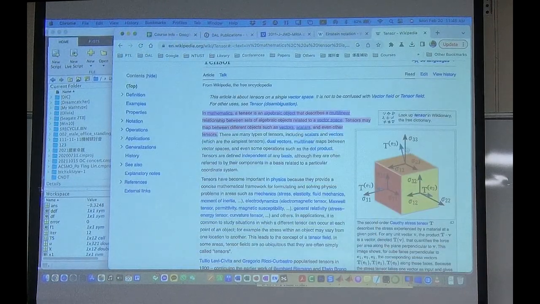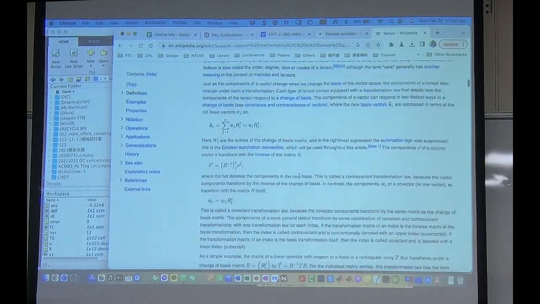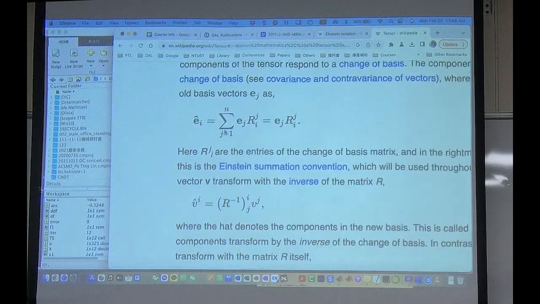See, there are so many stress components with multiple indices. So see, I'm not lying. Einstein notation, right?